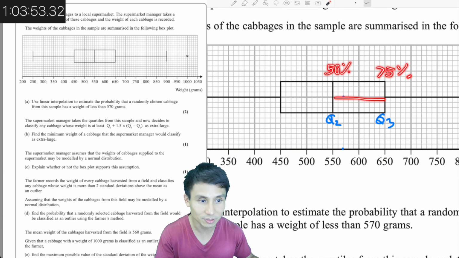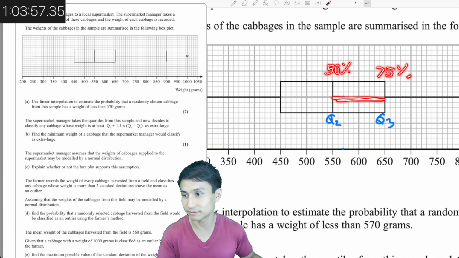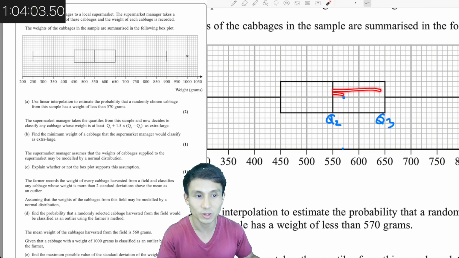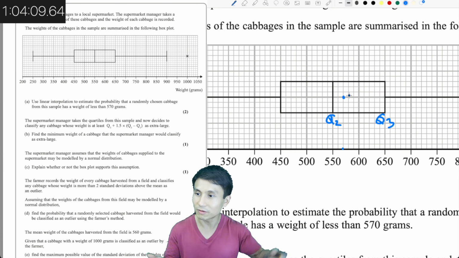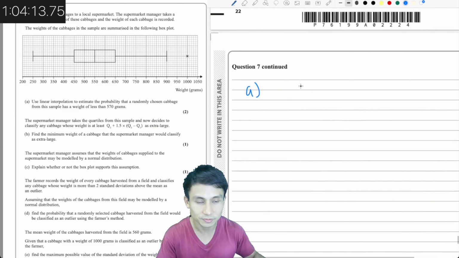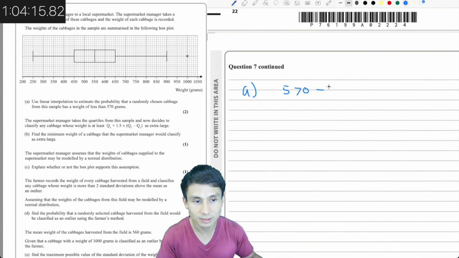So that means in between here there is 25% of the population. How long is this? It's 2 out of 10 squares. So it's 2 out of 10 here. That means it's also 2 out of 10 times 25%.